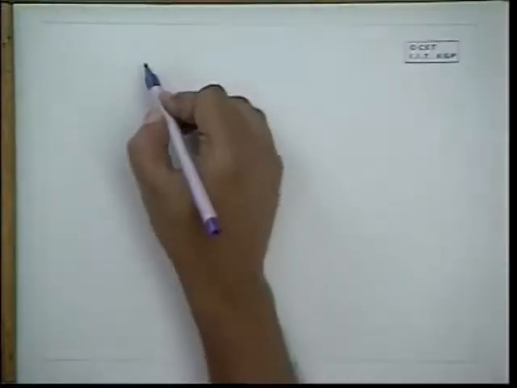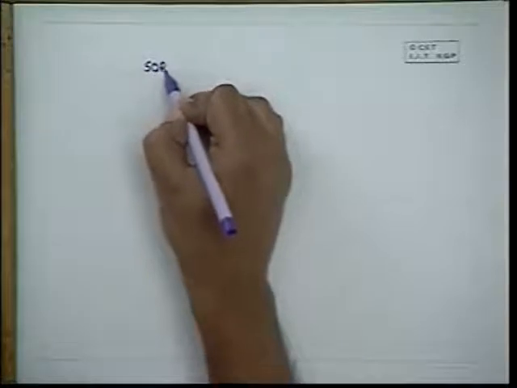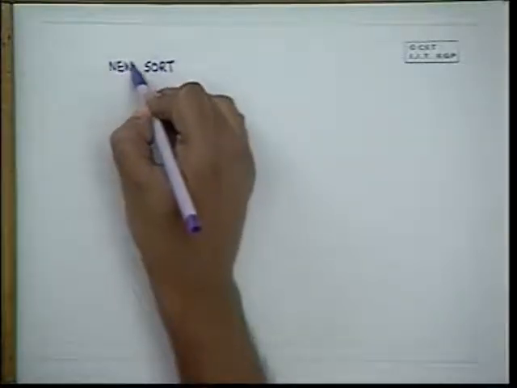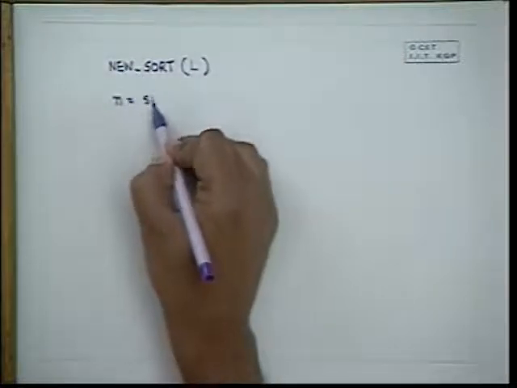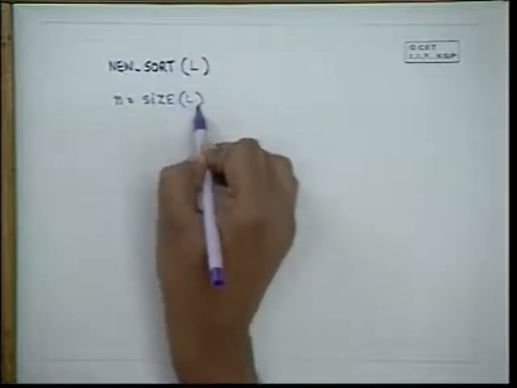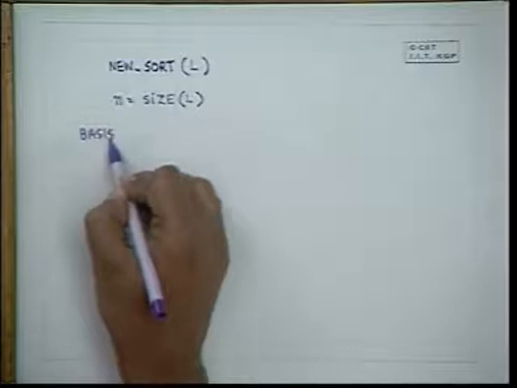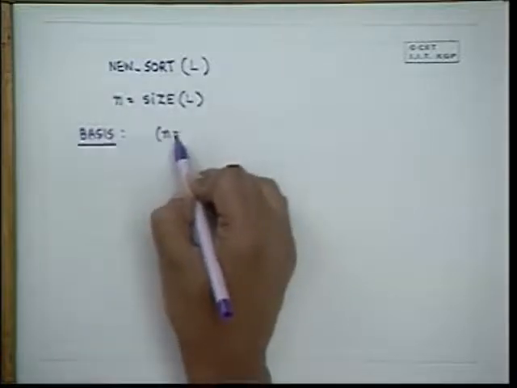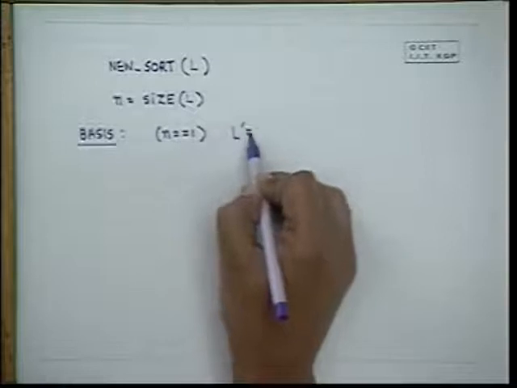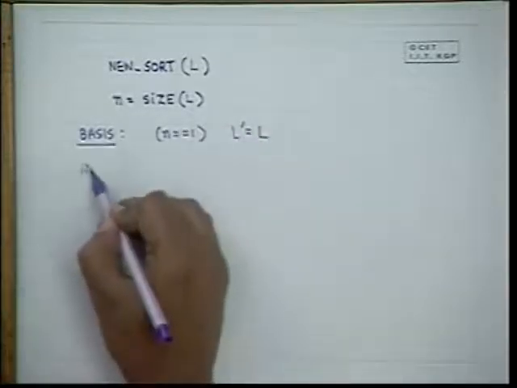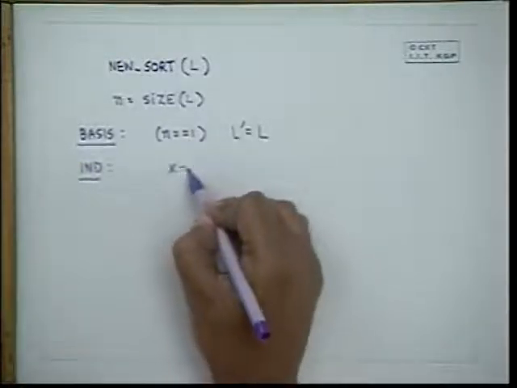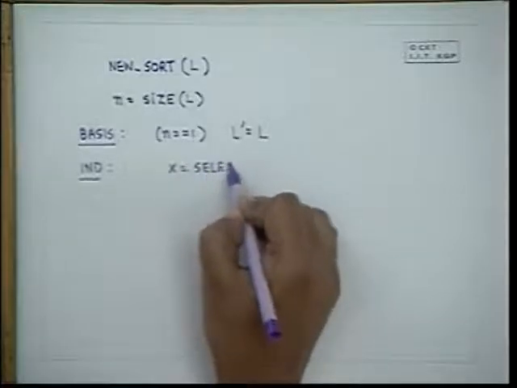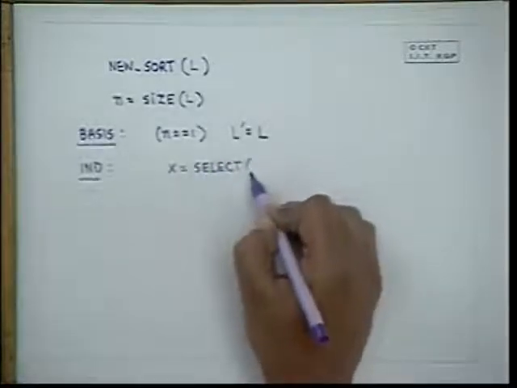So this sorting algorithm, L, suppose n is equal to size of L. Here again the basis condition is the same: n is equal to 1, L dashed is equal to L. And the inductive condition: x is equal to, we have to select an element out, like we selected the first 5. From L you select one element out.